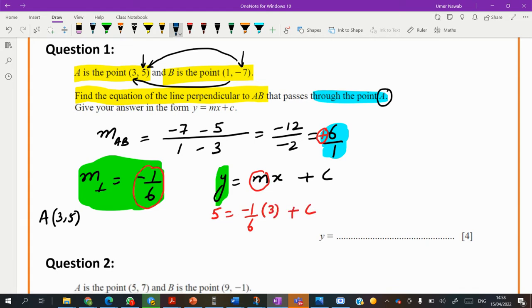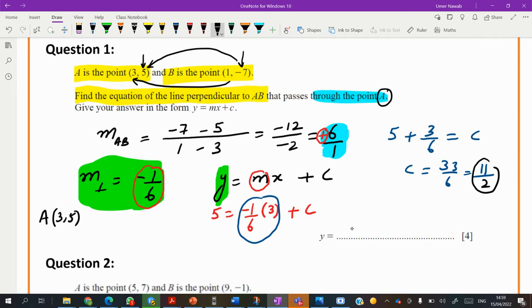Then we need to simplify it. So 5, bring this whole thing to the left hand side, plus 3 over 6 is equal to c. And then c comes to us as 33 over 6, or we can write it as 11 over 2. So c is found, m is known. So I'm going to write the equation of the line: y equals minus 1 over 6 x plus 11 over 2.